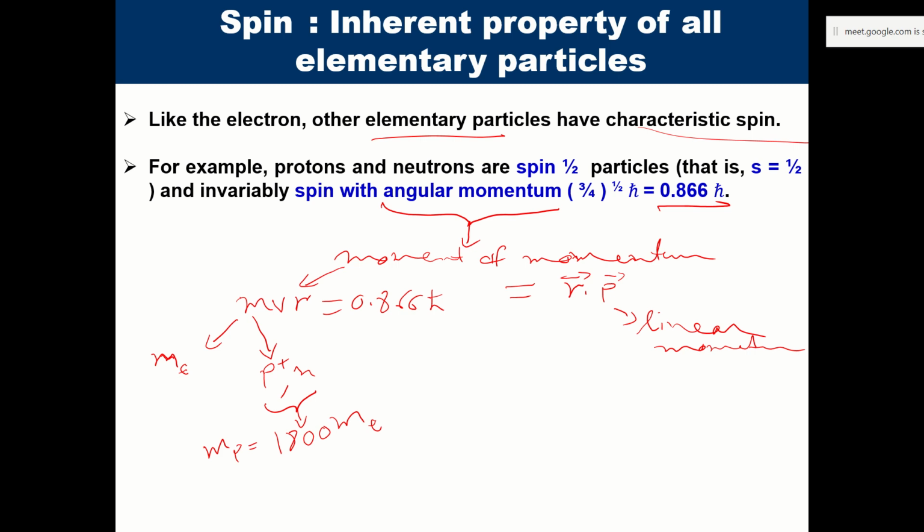If you visualize electron, proton and neutron as a very, very tiny sphere, like a small ball, just a small sphere spinning about its own axis, then you can easily substitute these things and you will realize that the electron will be moving much faster. So the velocity v can be calculated as 0.866 h cross by m into r.